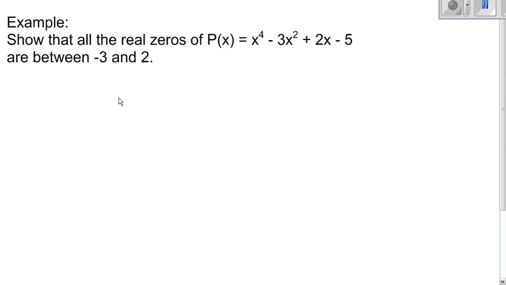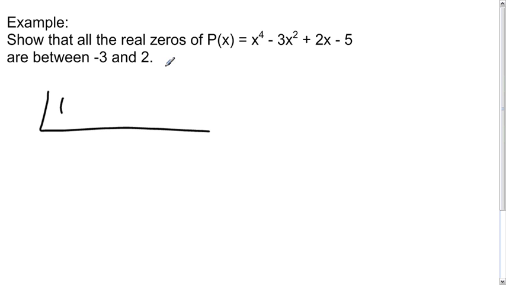So for this example, we want to show that all the real zeros of the polynomial x to the 4th minus 3x squared plus 2x minus 5 are between -3 and 2. So that means that we need to do synthetic division on the polynomial. So 1 and then a 0 for the x to the third, -3, 2, -5. And let's start with the -3. So let's do our synthetic division.